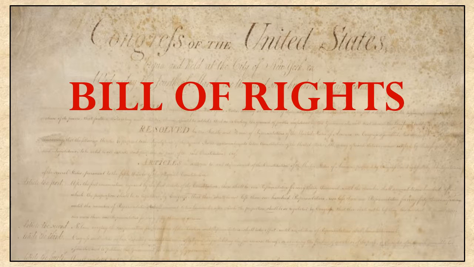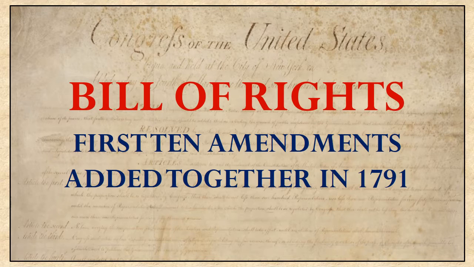Now, as we talk about the Bill of Rights, let's remember that the Bill of Rights is the first 10 amendments that were added to the United States Constitution in 1791. They were added as a group of amendments. That's why they collectively are known as the Bill of Rights, even though there's been other amendments since then.